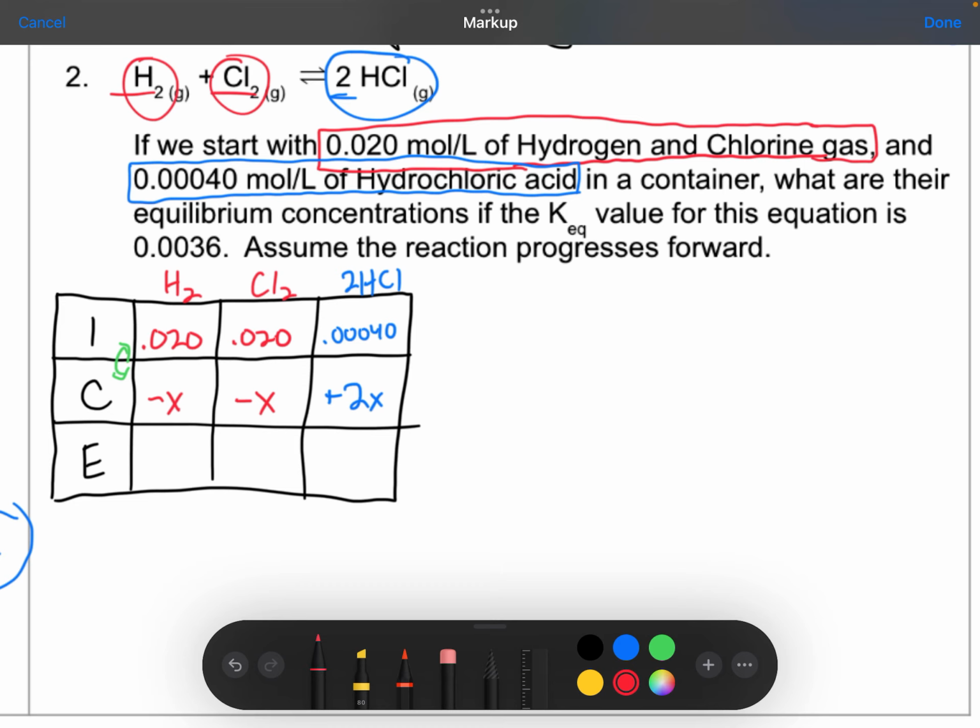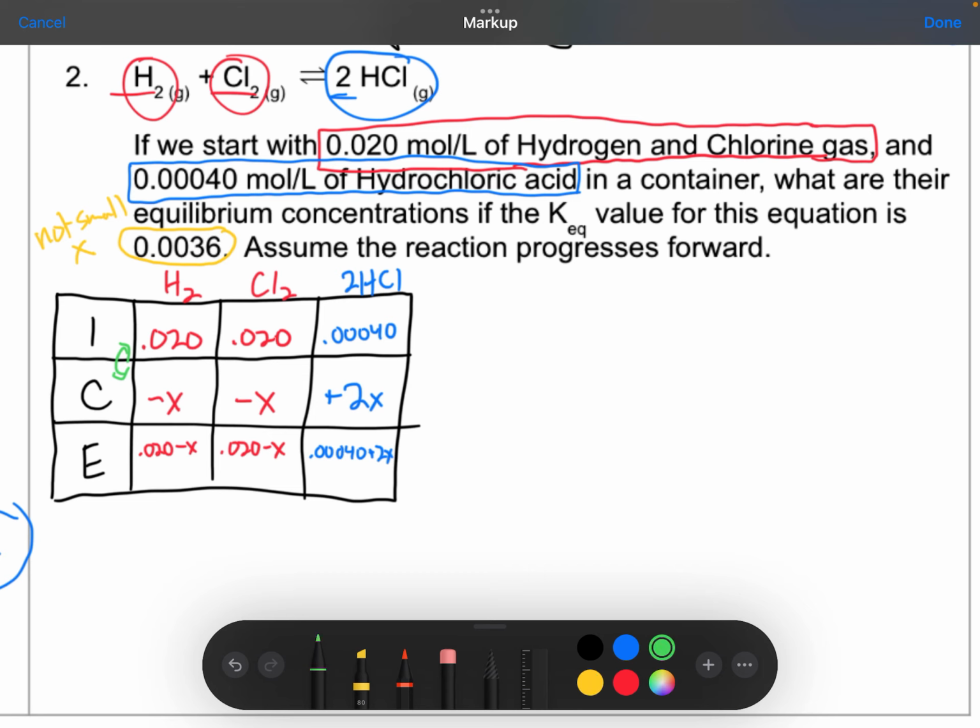And so in both cases for H2 and Cl2, we have 0.020 minus x in both of those. For our product, we end up with 0.00040 plus 2x. Sorry if that's a little bit small, but again, we're just summing those up. Now, we are going to write out our equilibrium expression, and I want to point this out too. This is not small x. So we cannot use the small x approximation for this one. So this one might be a little bit harder to solve, but don't worry, I will walk you through it.